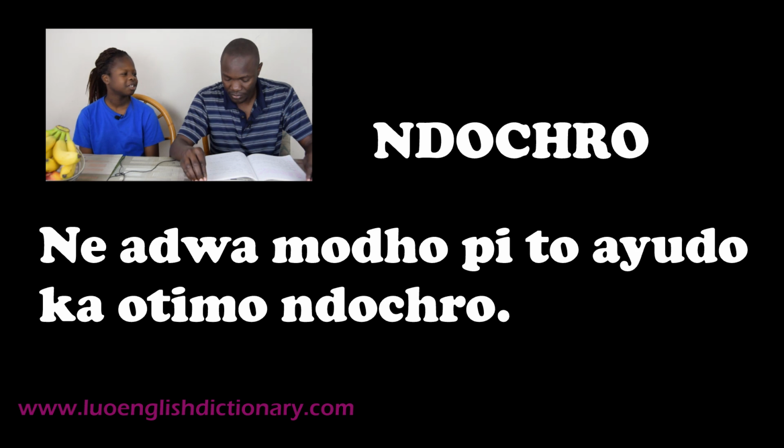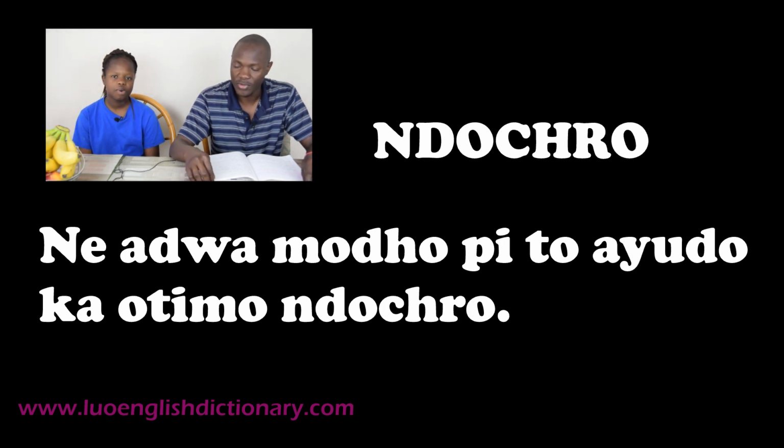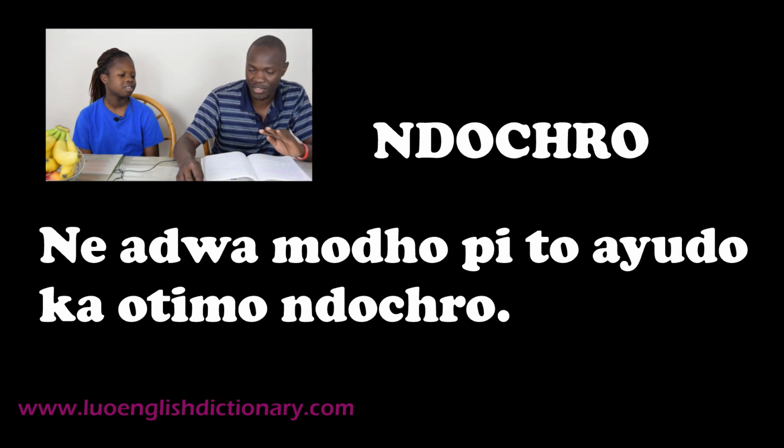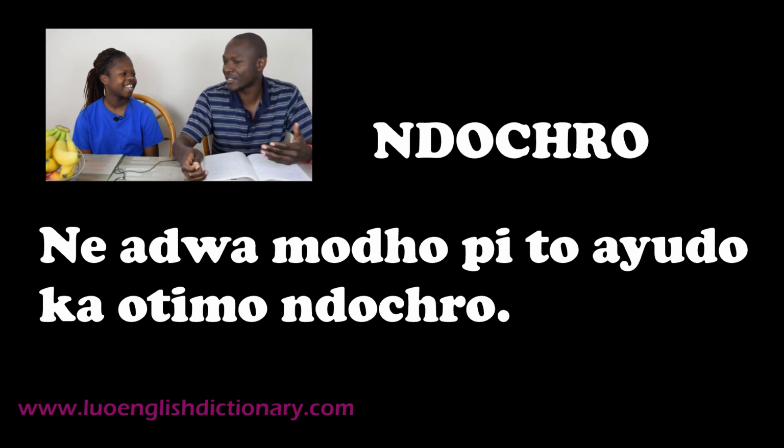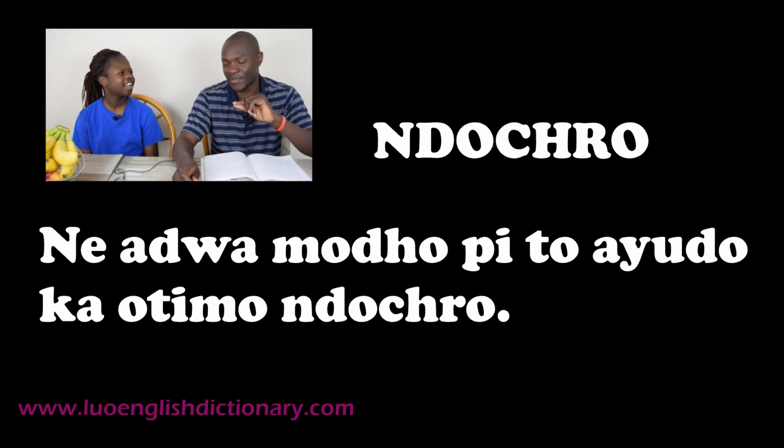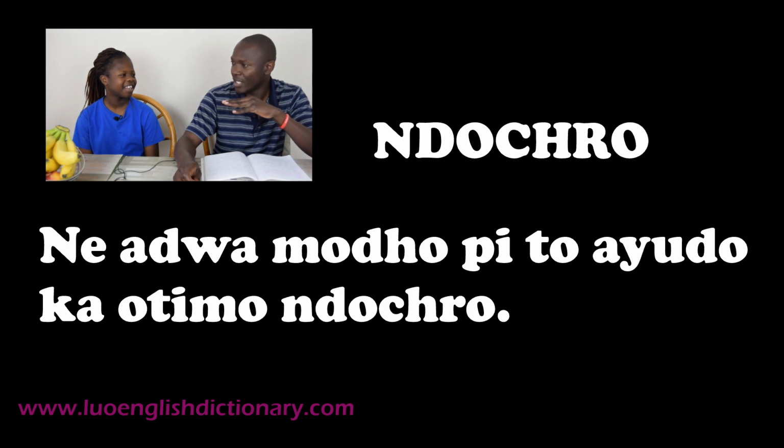Ndochro. Ne adwa modho pi. To ayudo ka otimo ndochro. Now ndochro are those, you see when you have water and there is something suspended on top of the water, something like dirt, some grass or oil. Anything that is suspended on top of water that you wanted to drink, we call that thing ndochro.